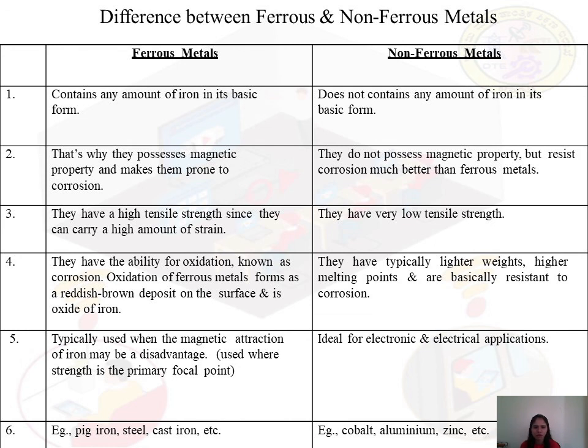These are the differences between ferrous metals and non-ferrous metals. Hope you have understood the differences and the properties and uses of aluminium, copper and zinc. Thank you so much.